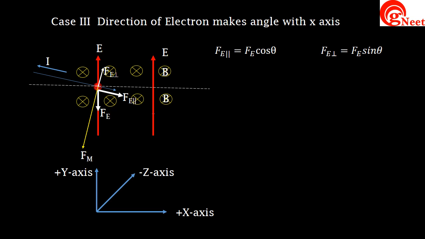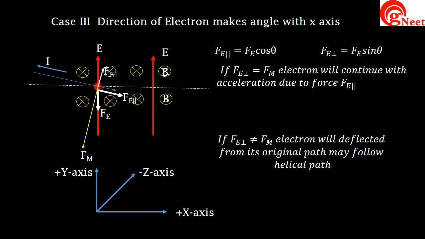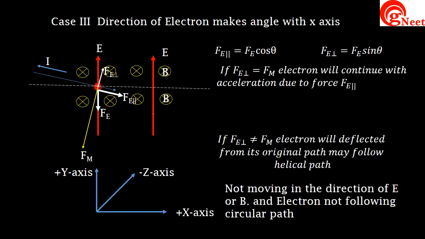labeled as Fm. If perpendicular component of electric field, that is, if Fe perpendicular is equal to Fm, the electron will continue to move on its original direction with acceleration due to the parallel component of electric field, that is Fe parallel. If Fe perpendicular is not equal to Fm, electron will be deflected from its original path and will follow helical path, but not moving in the direction of E or B, neither does it follow a circular path.